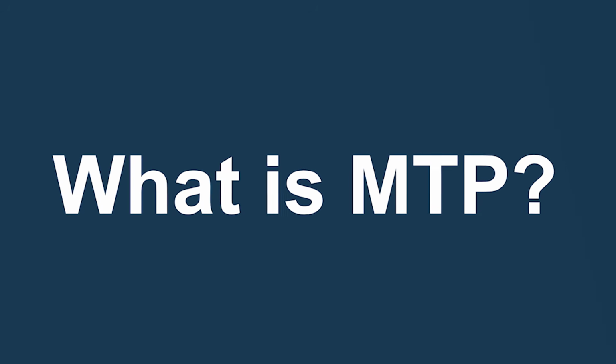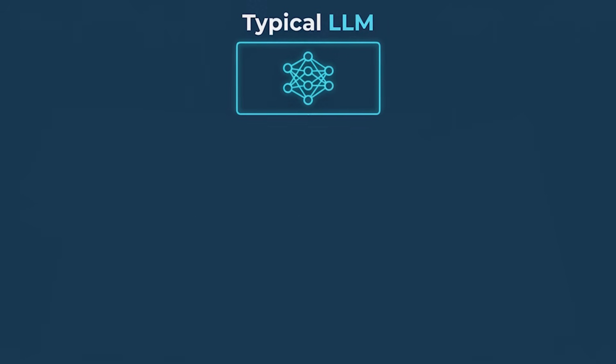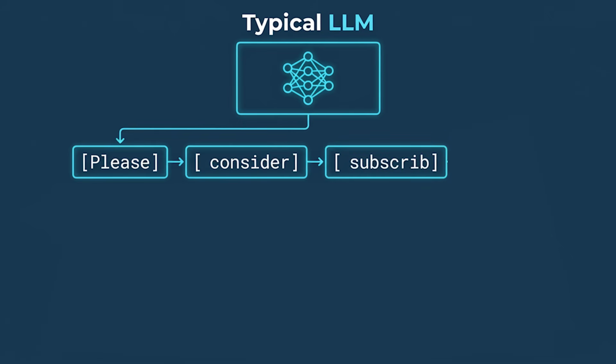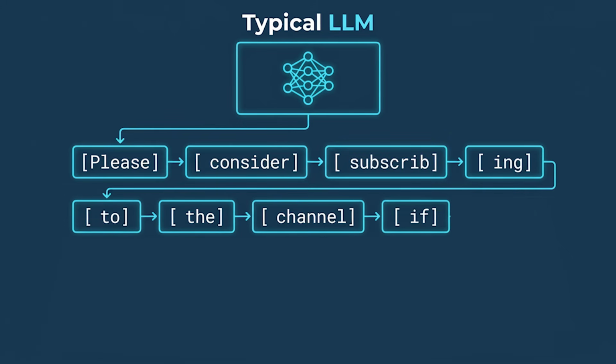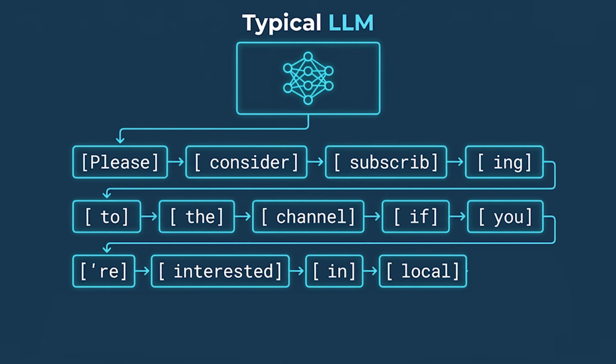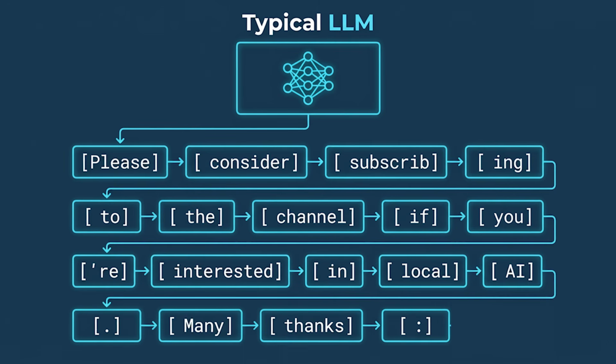So what is MTP, and why is it supposed to make LLMs faster? To understand it, we have to look at the old way we tried to speed up AI models, which is a technique called speculative decoding. Normally, an AI model writes text one single word or token at a time. It's highly accurate, but it can be slow.